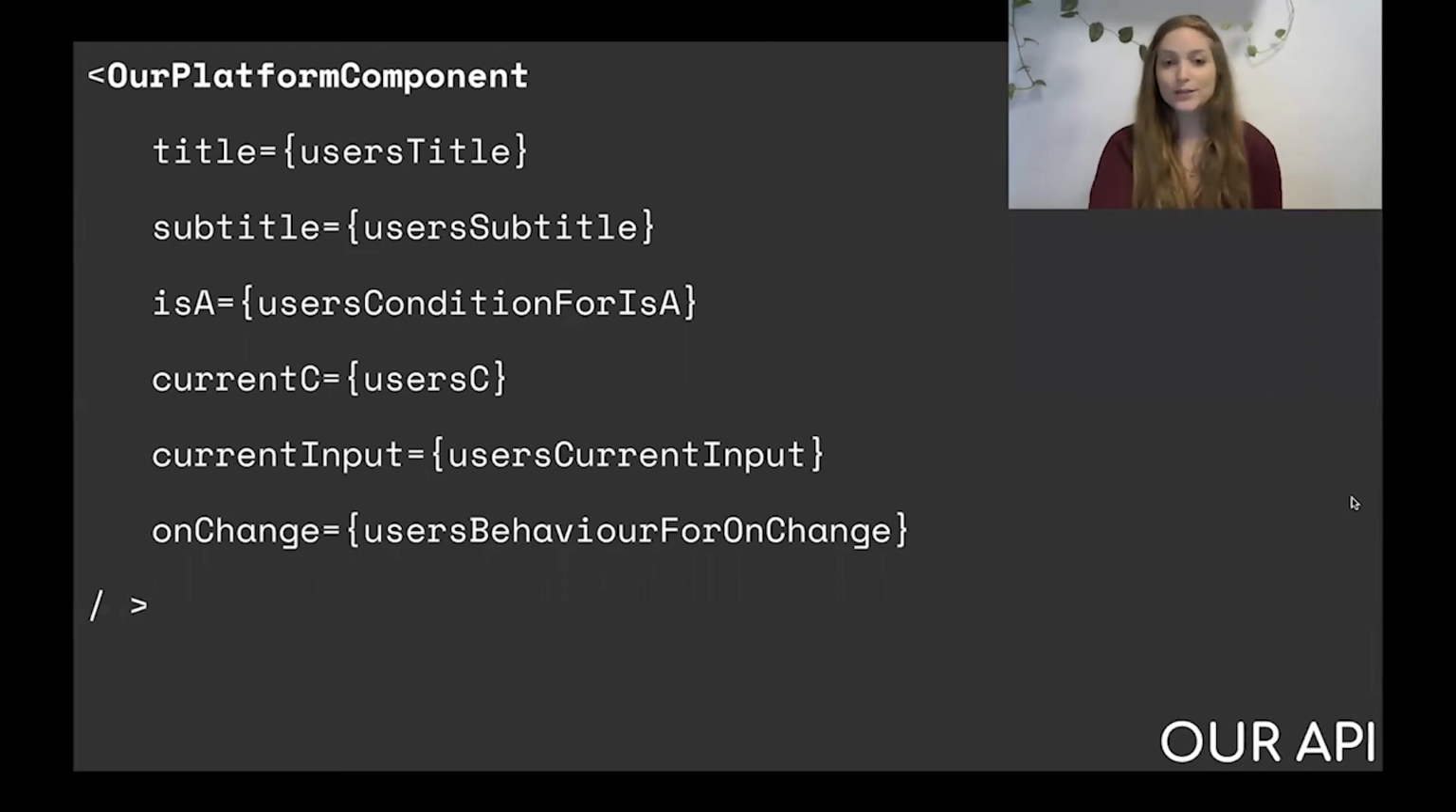Let's go quickly to the implementation. Our API for the platform, in that case a component, will have a title, a subtitle, a condition for showing a case, a text for currency and for the current input, and a callback for on-change.